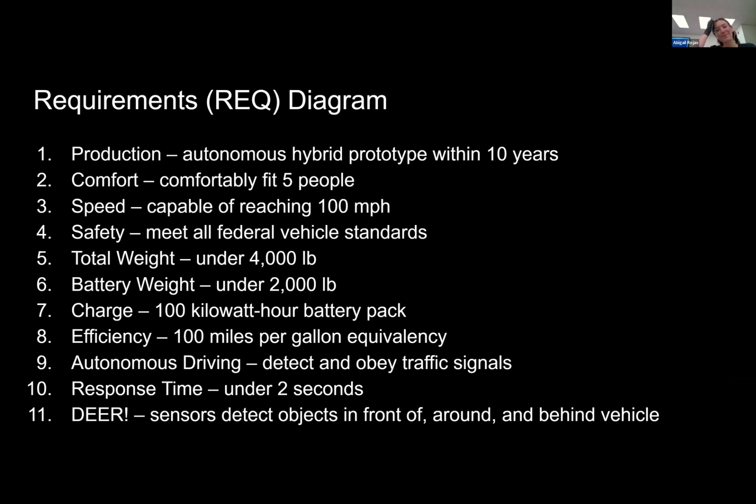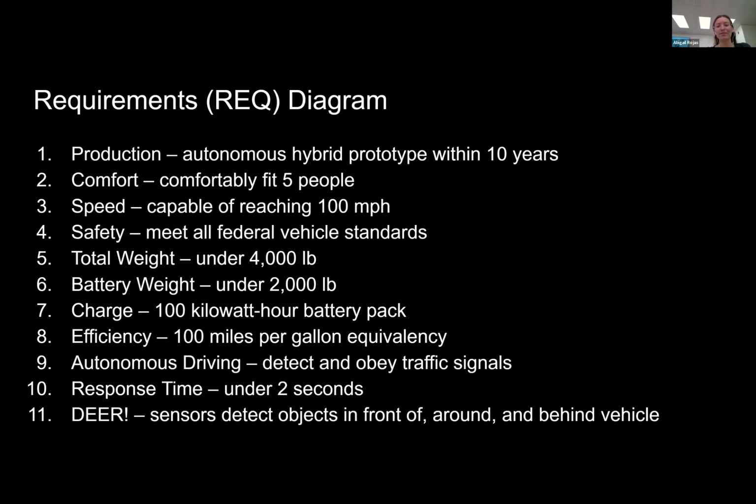It should be capable of reaching 100 miles per hour and meet all federal vehicle standards, be under 4,000 pounds total with a 2,000 pound battery pack. And then the battery pack would be a 100 kilowatt hour battery pack, and then 100 miles per gallon equivalency for the efficiency of using an electric battery versus a gasoline engine.